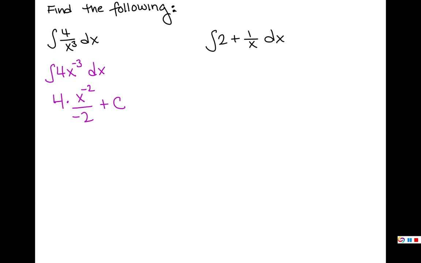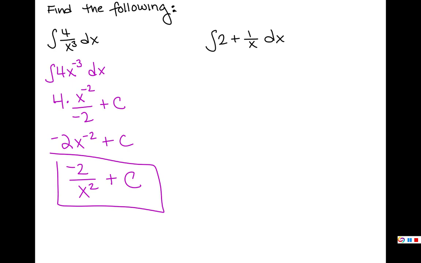I do want you to take this answer a little bit further. I'd like you to rewrite it using a positive exponent and also reduce. We do have a 4 divided by negative 2. 4 divided by negative 2 is negative 2. And then we can take that x to the negative 2, bring it to the bottom. We get negative 2 over x squared plus c.